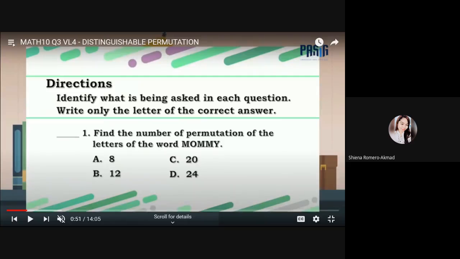Find the number of permutation of the letters of the word mommy. So what do you think is the answer? You may turn on your mic if you want to answer. Now, dyan pa kayo. What do you think is the answer? How many letters does the word mommy has?